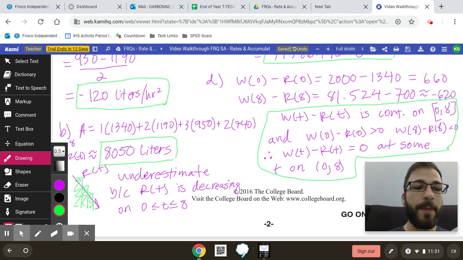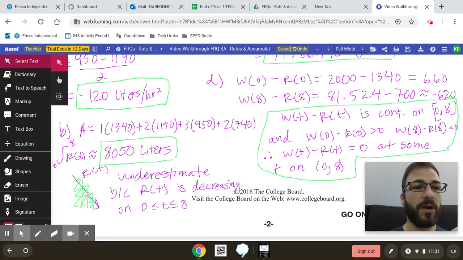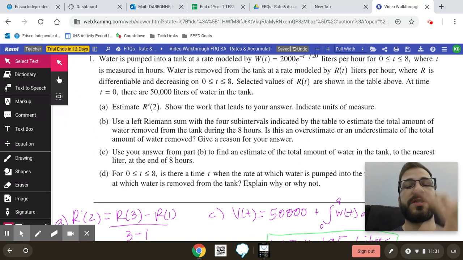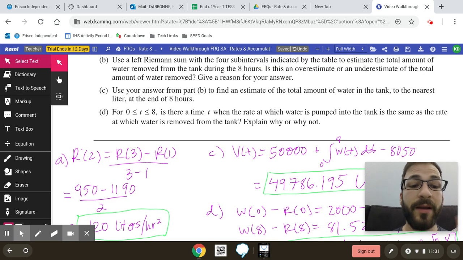Okay, so to kind of recap what we did for our first question, for part A, we needed to estimate R prime of 2. Since we are estimating the derivative, we applied our average rate of change, f of b minus f of a over b minus a. We chose 3 and 1 because 2 is in between 3 and 1.